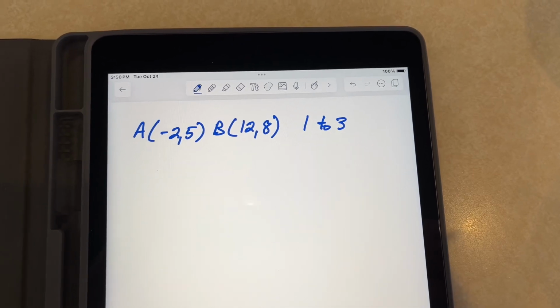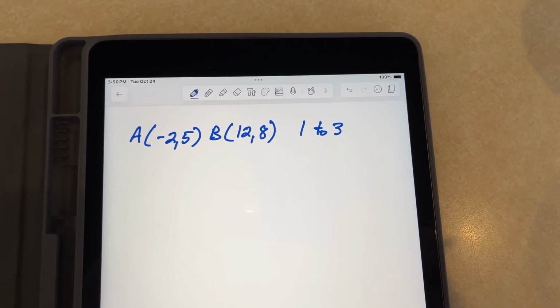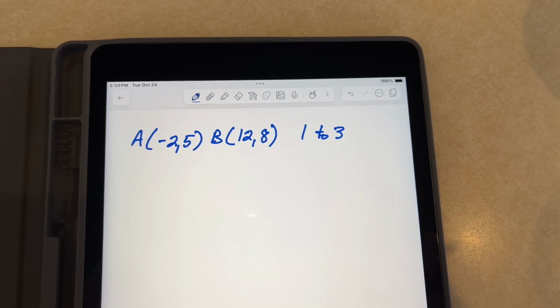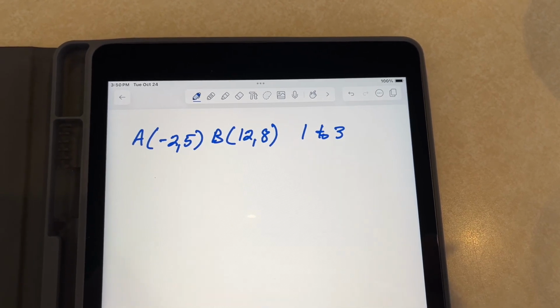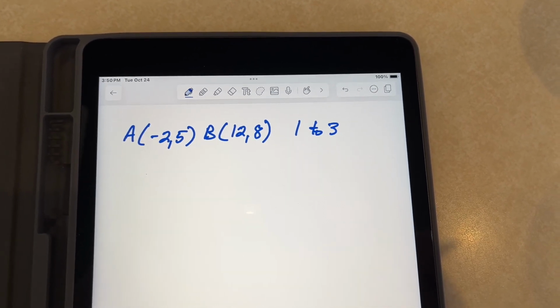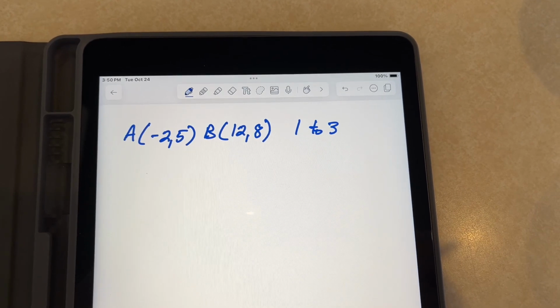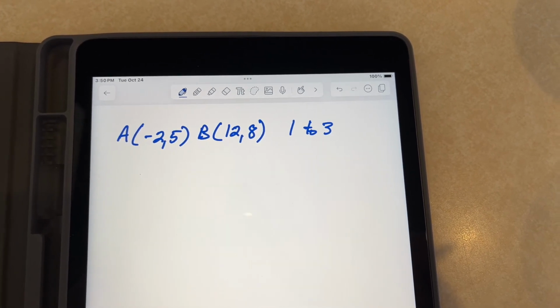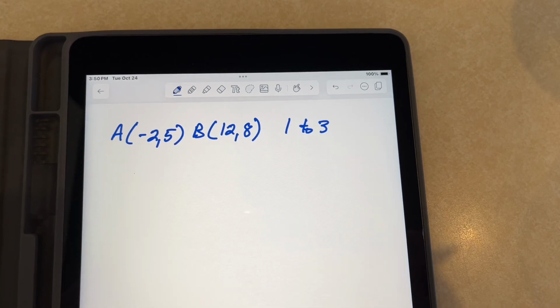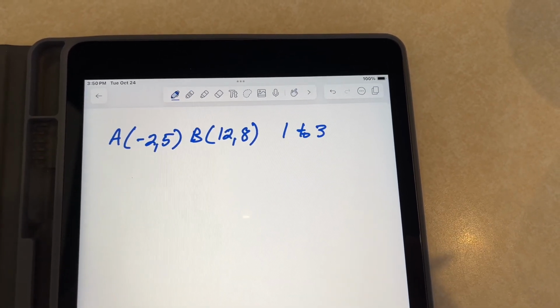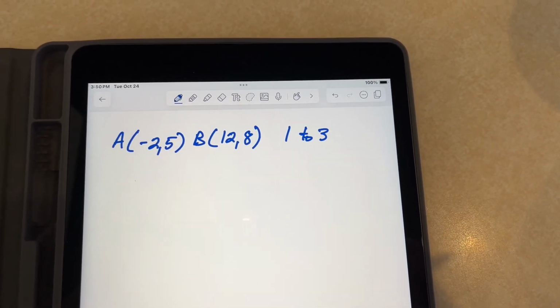Let's consider this geometry problem, and it's asking us to partition the line segment from A to B so that it's in a 1:3 ratio. And on the surface, that's a pretty difficult little problem unless you have a great strategy to address it. And I have one. We'll talk about it in just a minute.